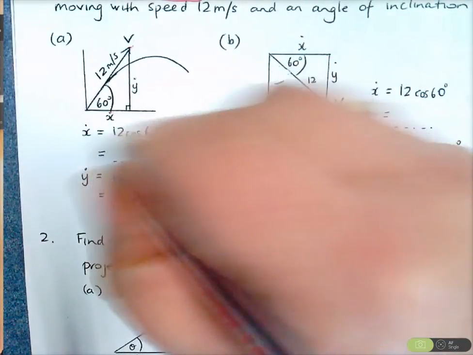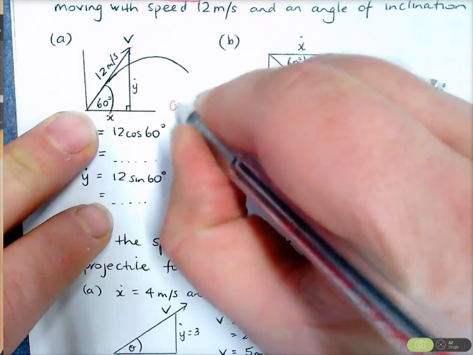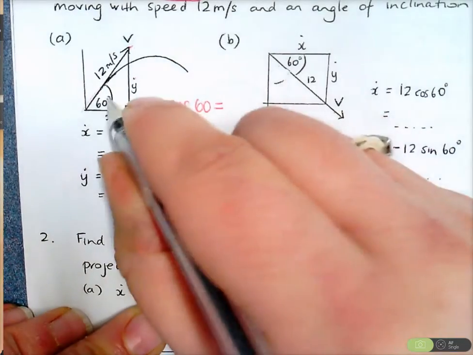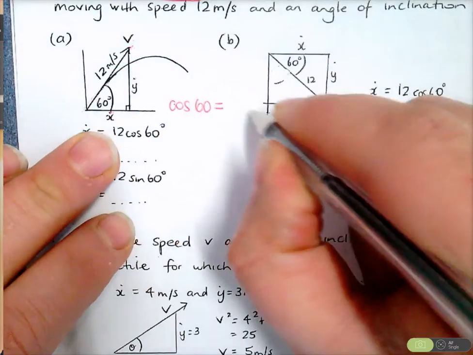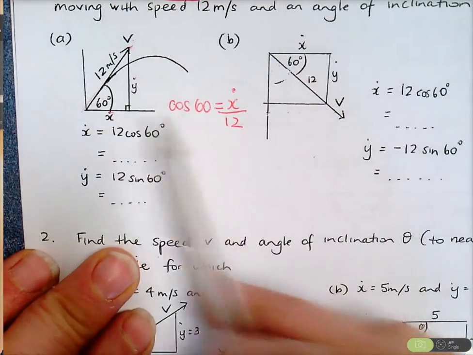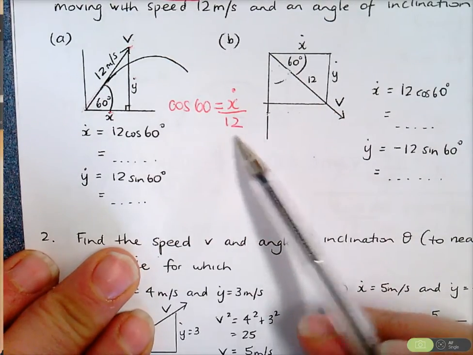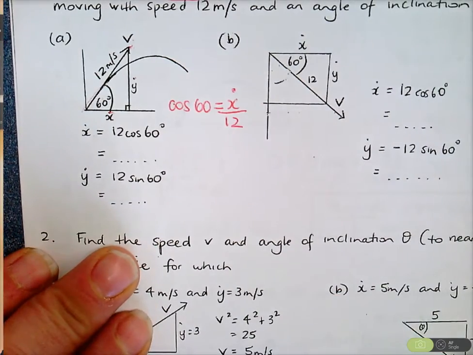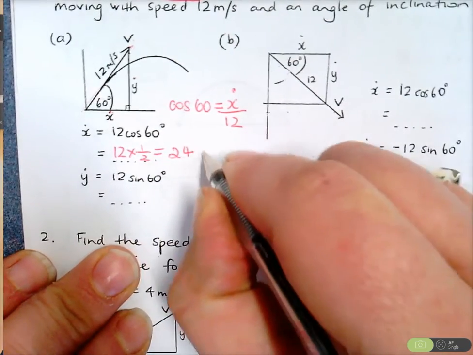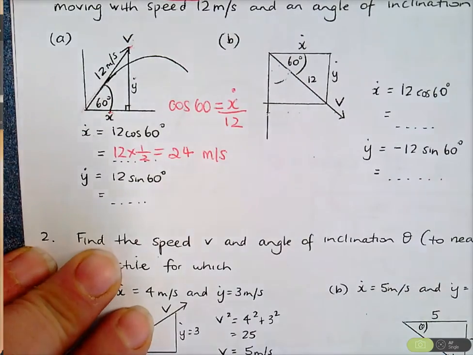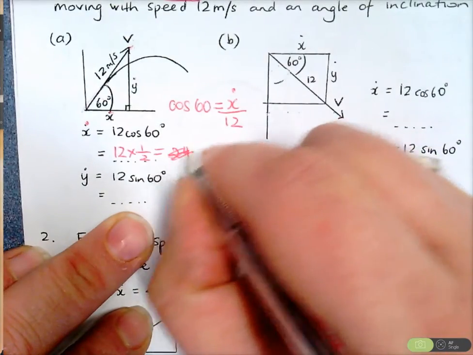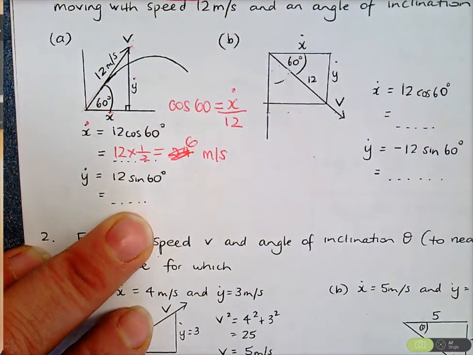So remembering, before we do that, what's cos of 60 equal to? Cos of 60 is x dot on 12, so we're missing a line here, sorry. Are you okay? Therefore, x dot equals 12 cos 60, do you see that? Which is 12 times a half, which is 24 metres per second. So the horizontal component of the velocity is 24 metres. And thank you very much, it is 6. I was thinking 24 was a bit big.